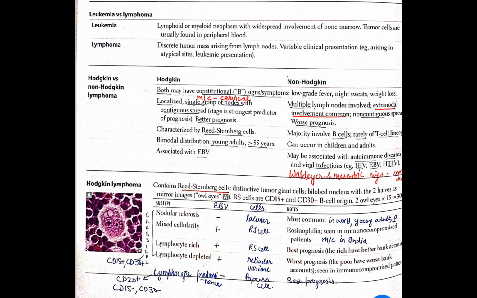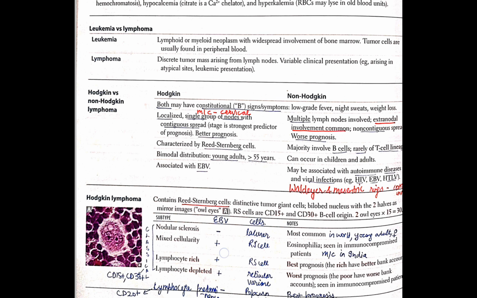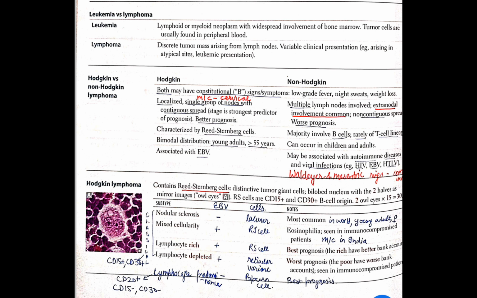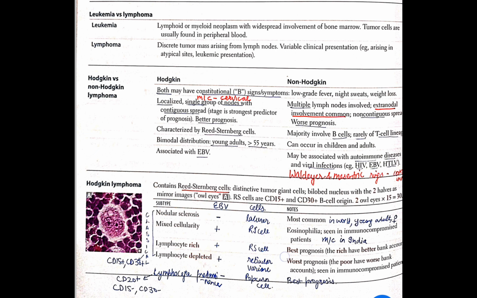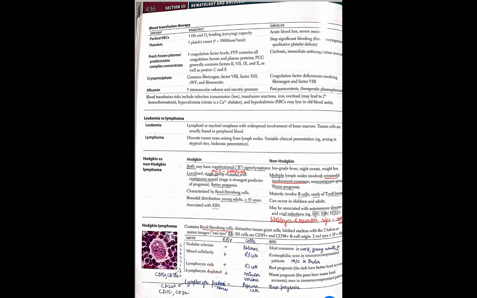So what we need to remember about each subtype is which CD markers are positive, whether EBV is positive or negative, what cells are present, and the prognosis. EBV is positive in three; not having it are nodular sclerosis and lymphocyte predominant. Lacunar in sclerosis, reticular in depletion, and popcorn in predominance. Best prognosis is with lymphocyte rich, and worst is with lymphocyte depleted. Most common in India is mixed cellularity. So many MCQs are covered in only this much part. This is very important to remember.